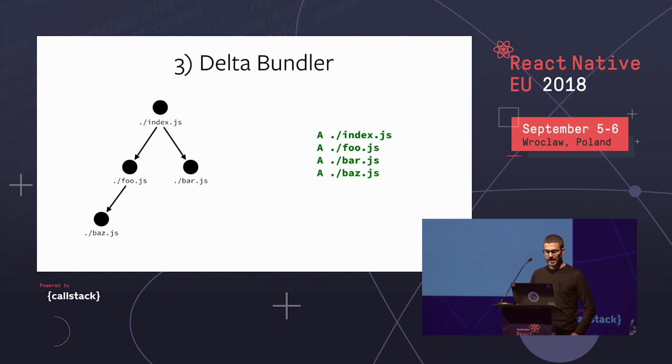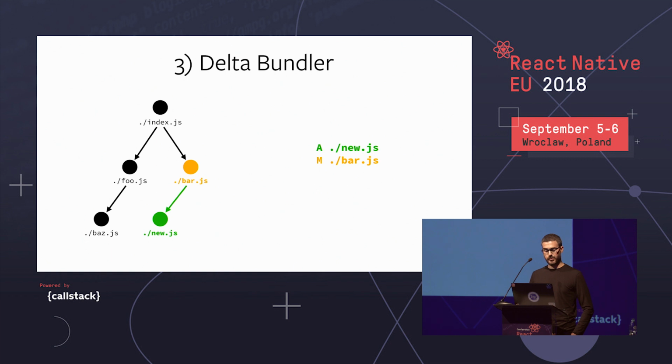Imagine that we have the following dependency graph. The first time that the client requests a delta from Metro, Metro will send all the bundles, since there is no previous state. Now, if we modify foo.js, when the client reloads, Metro will only send the modified version of foo instead of the whole bundle.